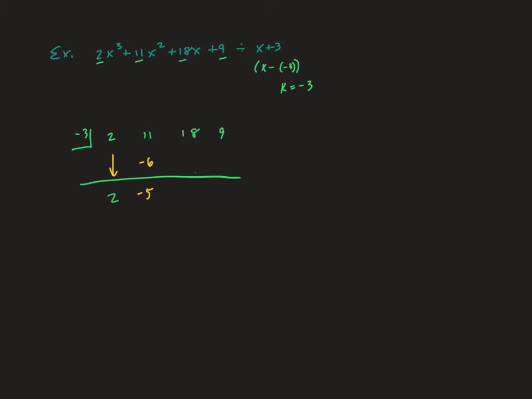Negative 3 and negative 5 is going to give me 15. And then I'm going to add down, and that is going to give me a 3. You may notice I just made a correction. And then negative 3 times 3 is going to be a negative 9, and I'm going to add that down and I'm going to get 0. So this is going to be my remainder.